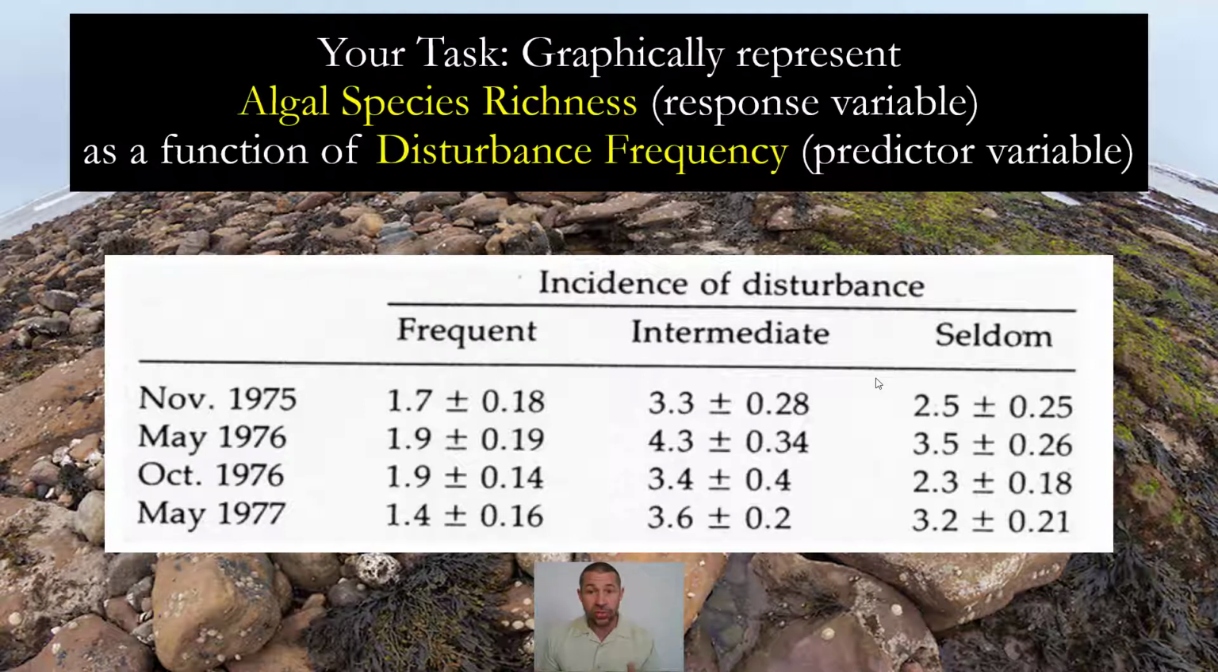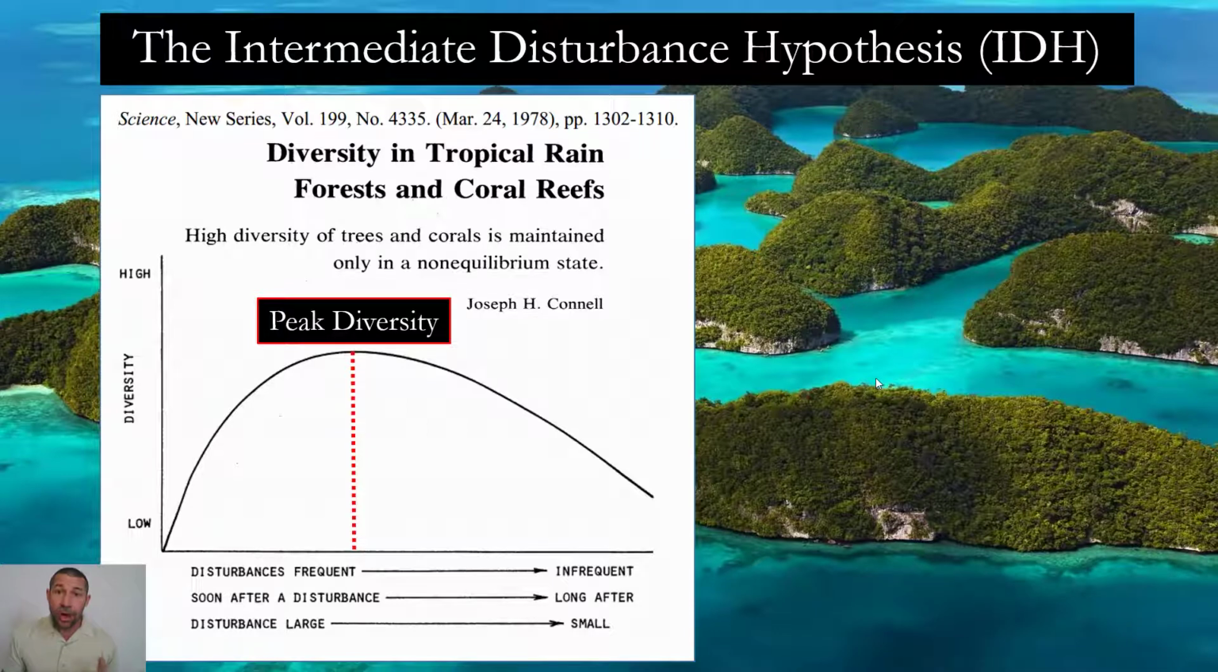How does disturbance frequency, either frequently disturbed, intermediately disturbed, or seldomly disturbed, correlate to algal species richness? So about the same time that Sousa's pulling boulders around with spring scales on the Northern California coast, there's another prominent scientist named Joseph Connell who's asking similar questions but at much different scales. So Connell is thinking about how disturbance regimes relate to species diversity, and he looked at the most species-rich terrestrial and aquatic systems on the planet, the tropical rainforests and the coral reefs.